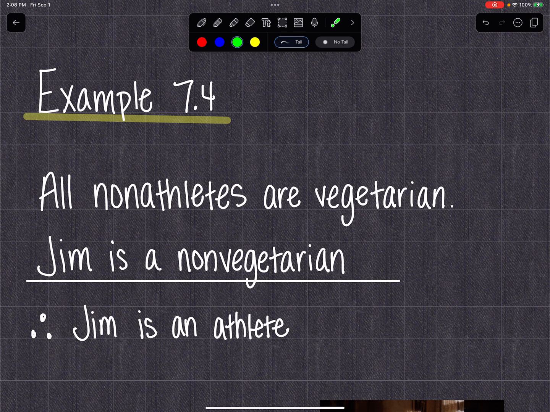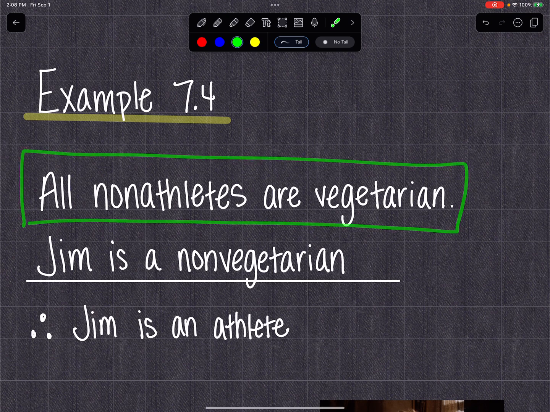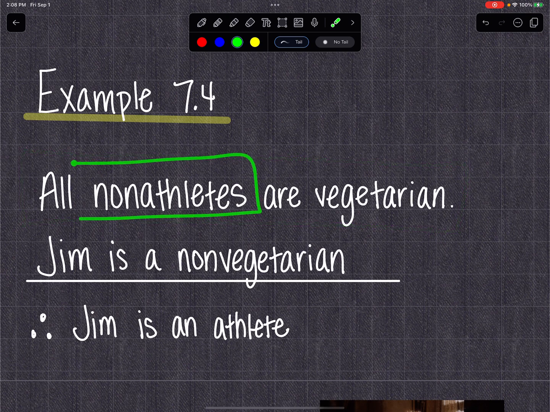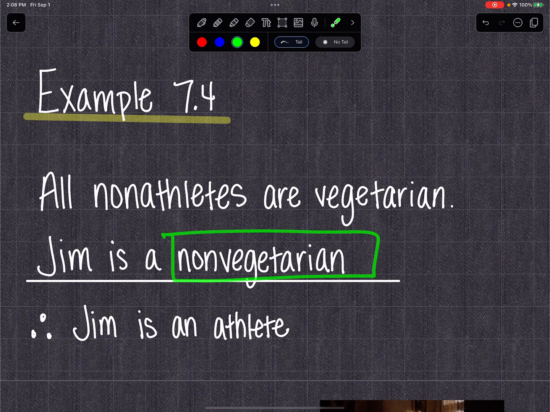Let's see if this argument is valid. So our job here is to decide, is the argument valid? This is example 7.4. It says, all non-athletes are vegetarian. This is the major premise. This is the set. All non-athletes are vegetarian. Jim is a non-vegetarian. Therefore, Jim is an athlete.